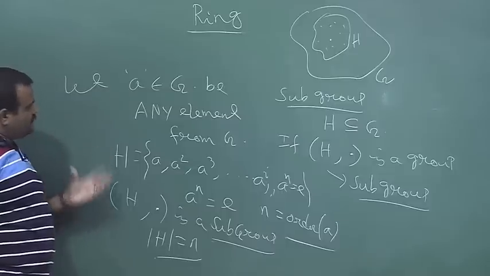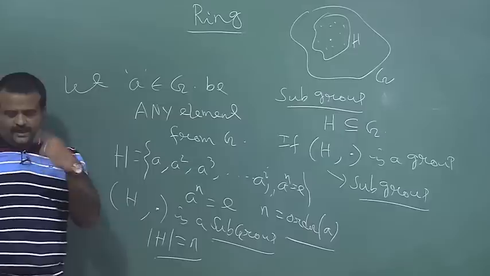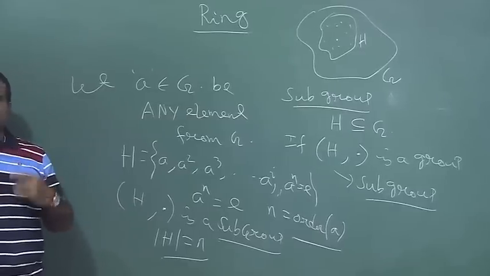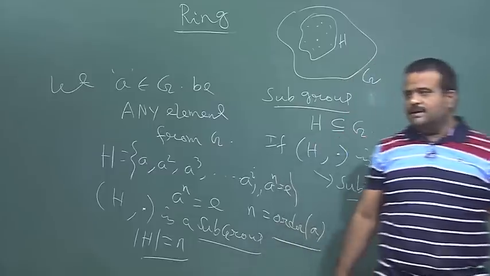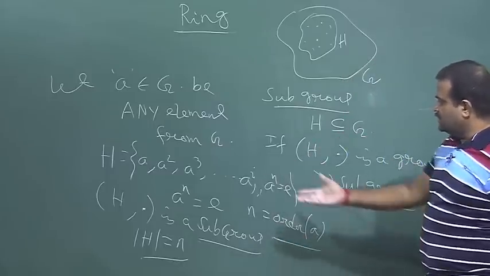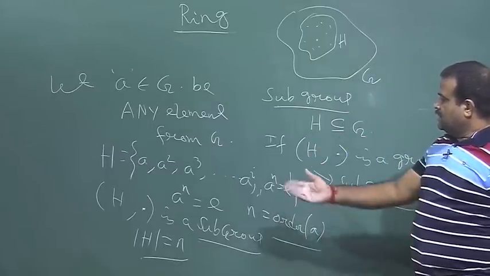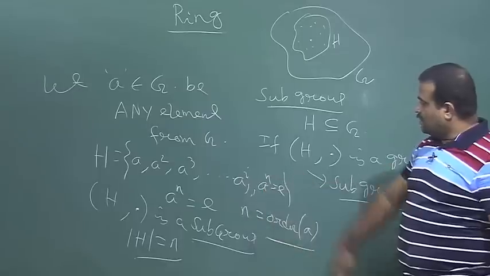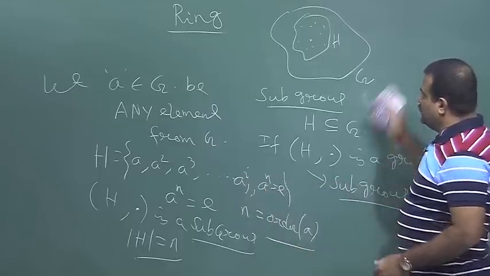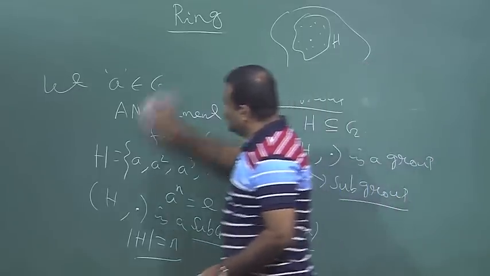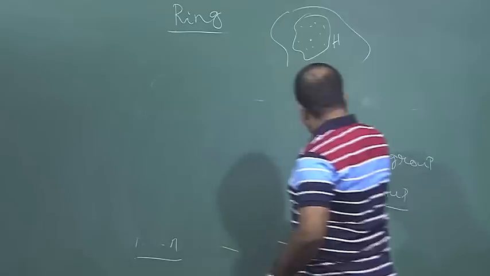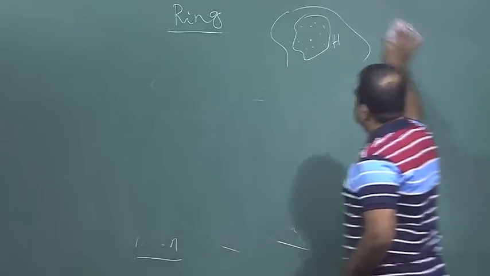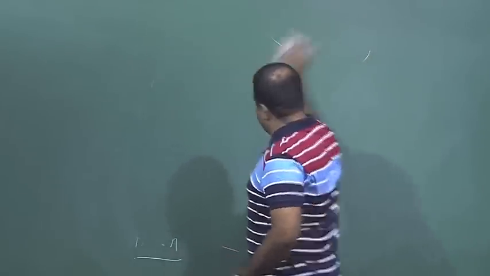So, if you take any element and take the subset or subgroup generated by this element, by keeping on applying this element, then it will form a subgroup, and the order of this subgroup is the order of that element. And there is a theorem, Lagrange's theorem, that the order of a subgroup divides the order of the group. So, I will come back to ring.